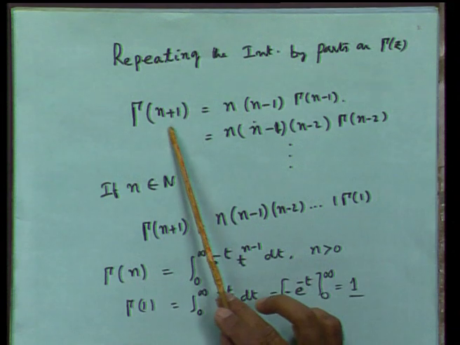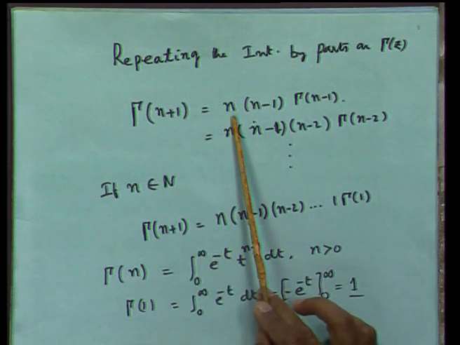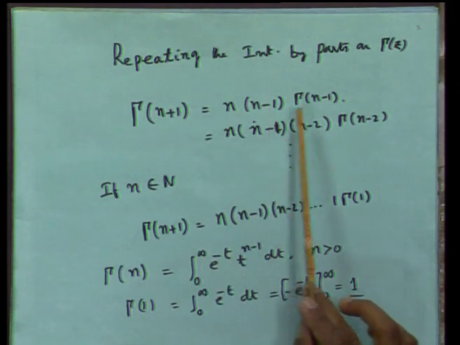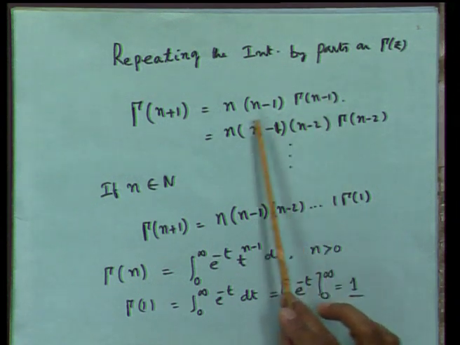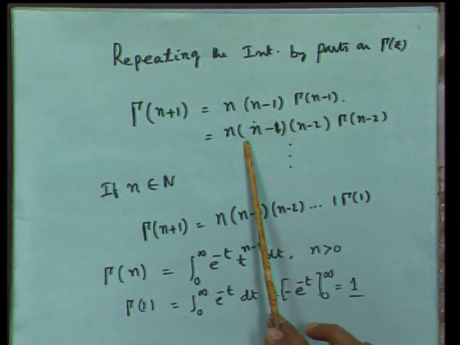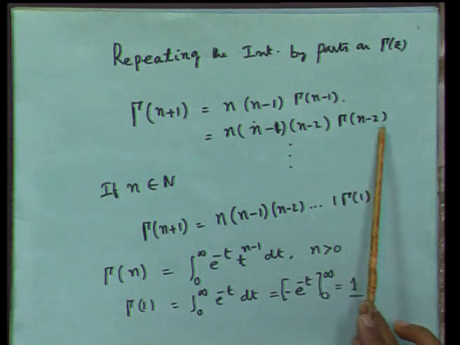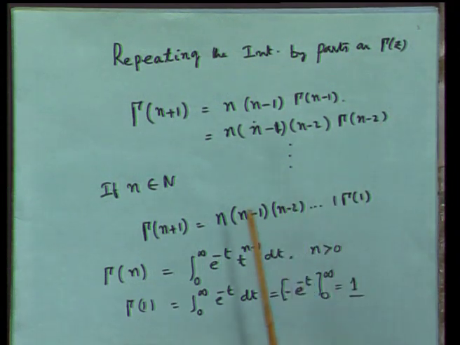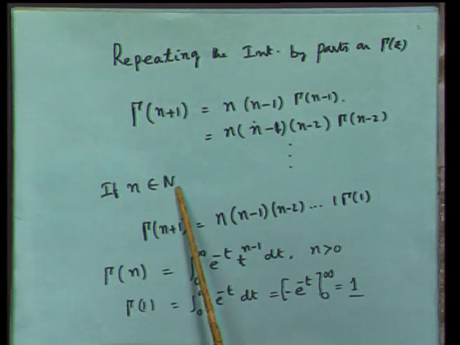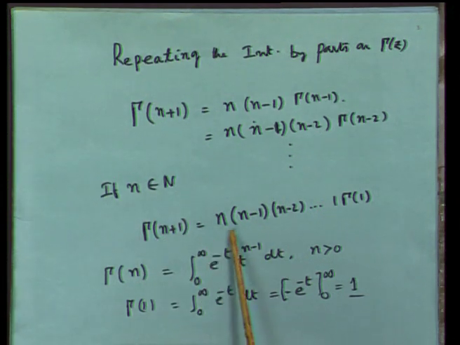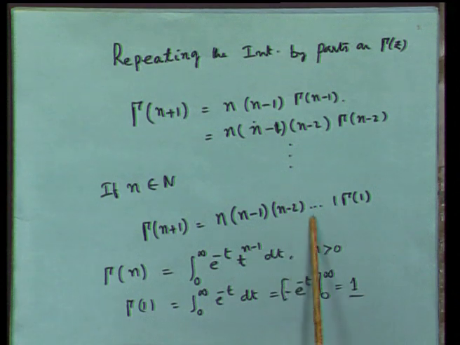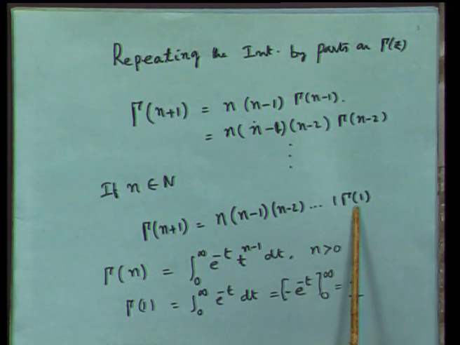Now, if you repeat the integration by parts on gamma n, you will get gamma n plus 1 as n into n minus 1 into gamma n minus 1, and if you further repeat it, it is equal to n into n minus 1 into n minus 2 into gamma n minus 2 and so on. When n is a natural number, gamma n plus 1 will be equal to n into n minus 1 into n minus 2 and so on. The last one is 1 into gamma 1.